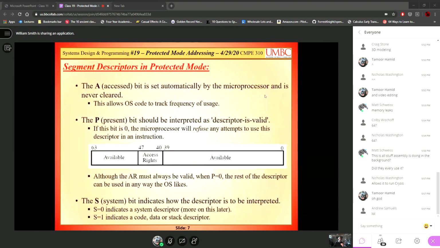All right. So the access bit, I'm going to correct myself on this. It's set automatically by the microprocessor. It's never cleared. It allows the OS code to track frequency of usage. So once something has been accessed in that particular field, it's going to set the access bit for that particular field. The present bit should be interpreted as the descriptor being valid.